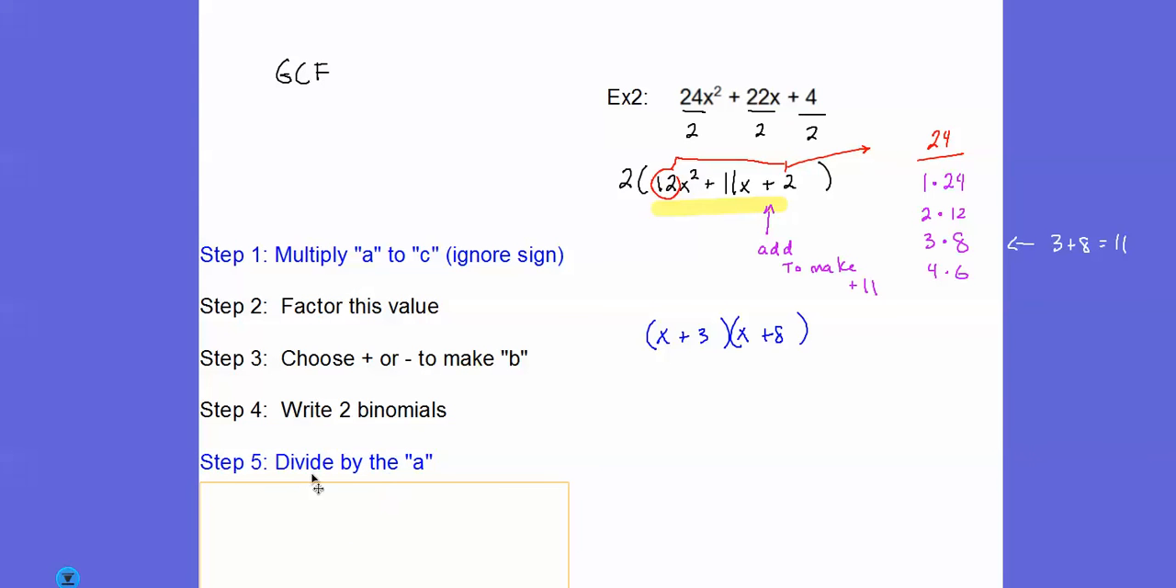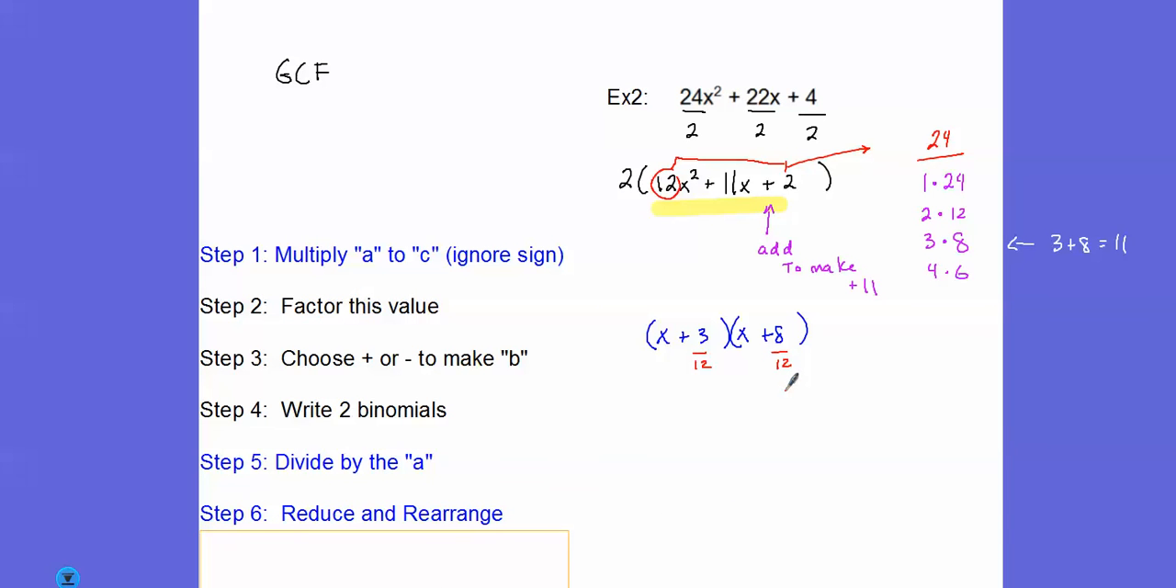Step 5, divide by the a. This is necessary to undo the work that I did here. I multiplied by 12. So in this case, what I need to do is actually divide by that same 12. This part's complete. What I need next to do is to reduce and rearrange.